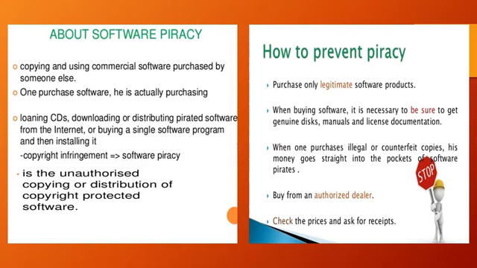How can we prevent software piracy? Number one, purchase only authorized software products. When buying any software, it is necessary to be sure to get the genuine discs, the genuine packaging, the genuine manuals and license documentation for that software. When you purchase illegal or counterfeit copies, your money goes straight into the pocket of software pirates. Buy from an authorized dealer. Check the price and ask for the receipt. With the help of these steps, we can easily protect ourselves from software piracy.